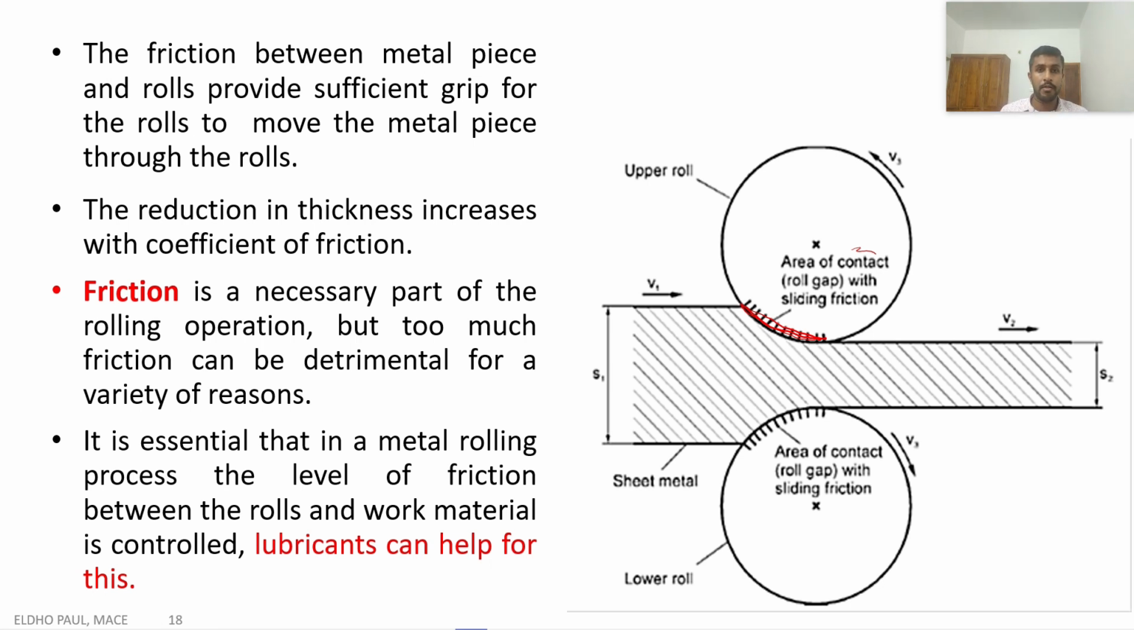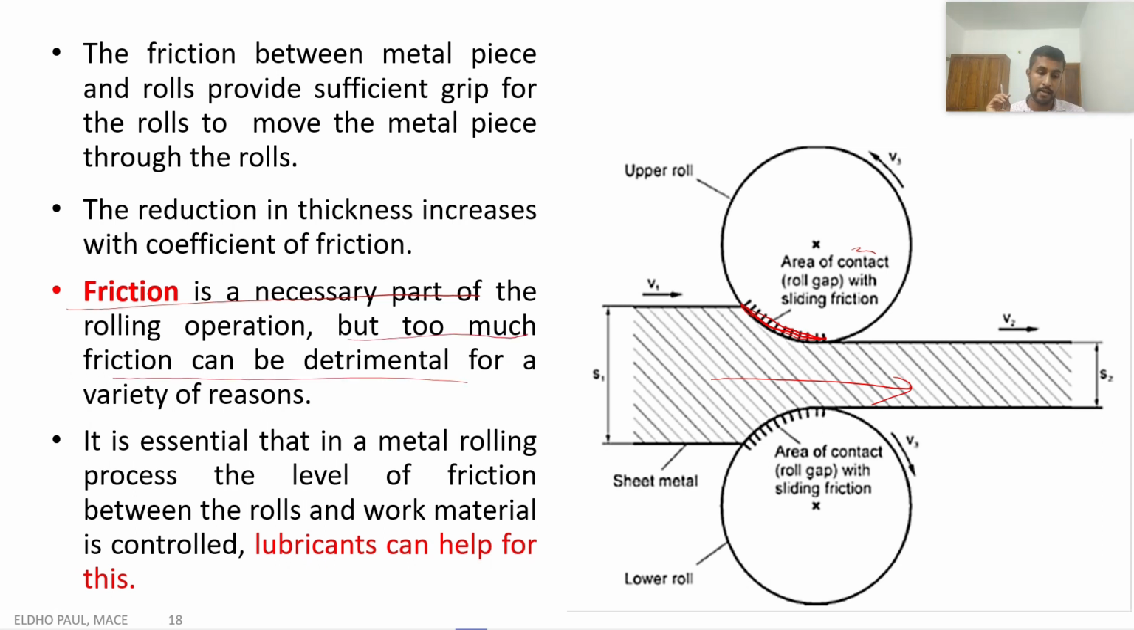This friction helps the workpiece flow in the forward direction. We will discuss that later. So the friction is necessary. We should not completely remove the friction between the roller and the workpiece by applying lubricants. There should be some friction, but too much friction should be avoided by the use of these lubricants.